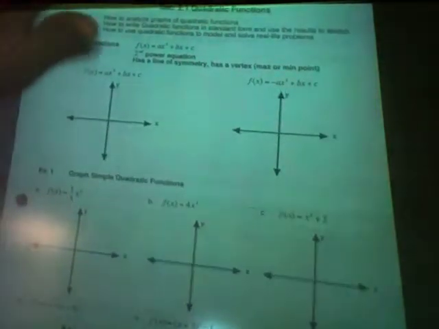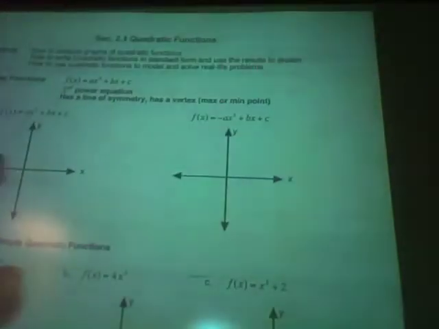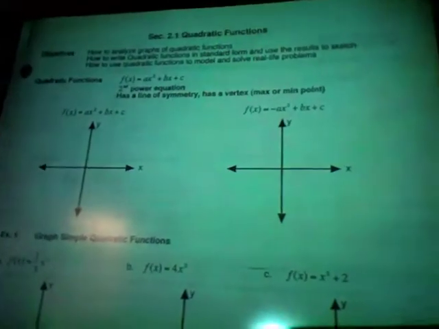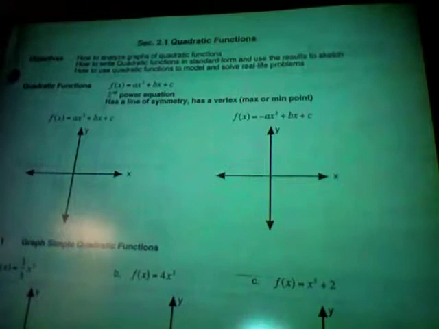Section 2.1. So we are going to start a section on quadratics and other polynomials. Let me make sure that I can get everything in, here's my video. All right. Okay. Most of this is a review from 3.4.